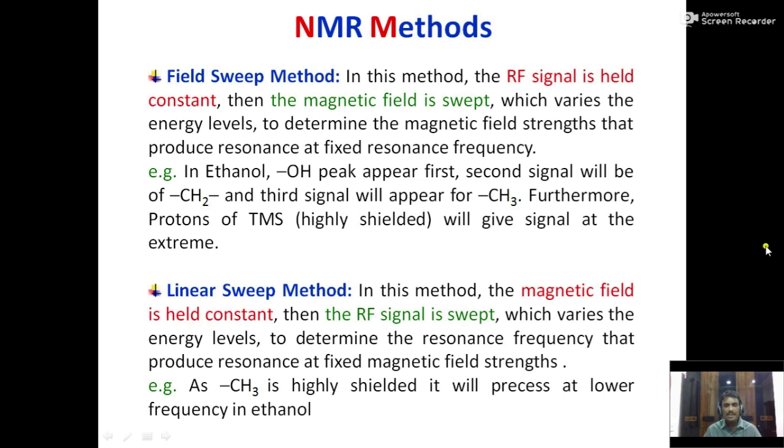Then the linear sweep method is there. In this linear sweep method, the magnetic field is held constant and the radio frequency signal is swept. So you can see that the CH3 will precess with very small frequency. So at the lower frequency, this CH3 is precessing. That's why its signal will appear first, then the signal of CH2, then the signal of OH appears in the NMR spectrum. If you consider TMS, then first the signal of TMS will appear, then CH3. In case of ethanol, CH3, CH2, and then OH.